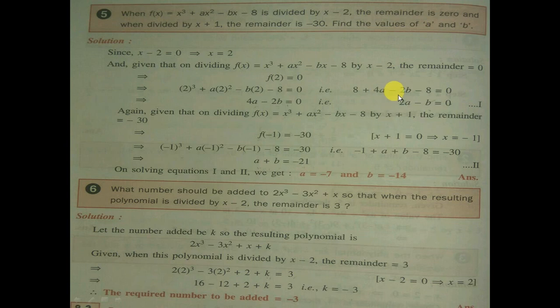Now 4a minus 2b plus 8 minus 8 get cancelled. So 4a minus 2b is equal to 0. We can divide by 2. It is 2a minus b is equal to 0. This is one equation, because here it leaves the remainder 0.